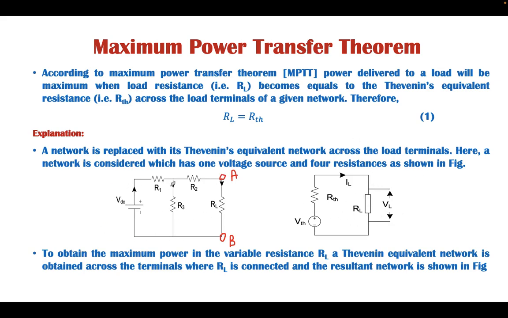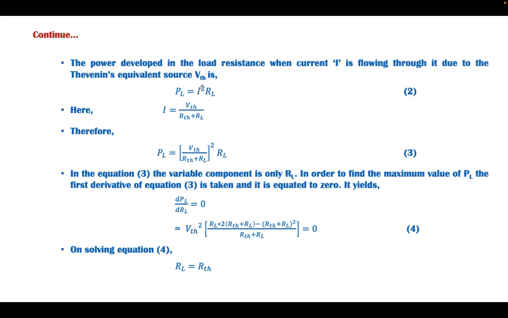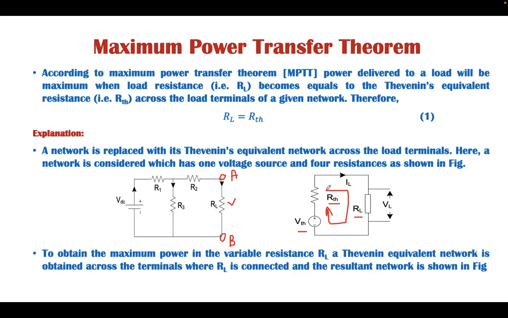Now, the equivalent network, as we have discussed in the last theorem, that is Thevenin's theorem, has VTH and RTH, which we can easily calculate by removing the load resistance from here. The resultant network will be VTH in series with RTH, and then in series with RL. Now we are supposed to find the current in this RL and the power in this RL. Applying KVL, we get I equal to VTH divided by RTH plus RL.